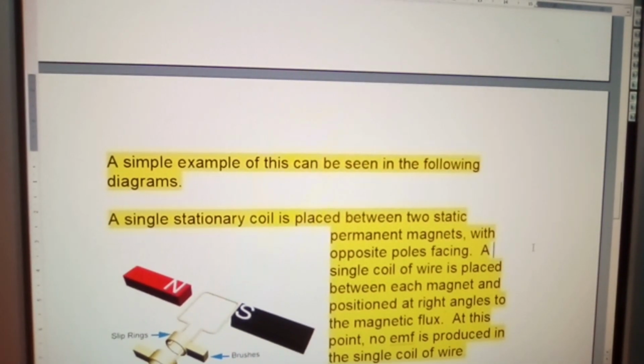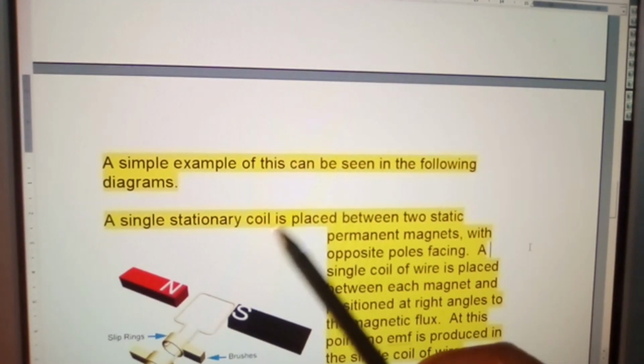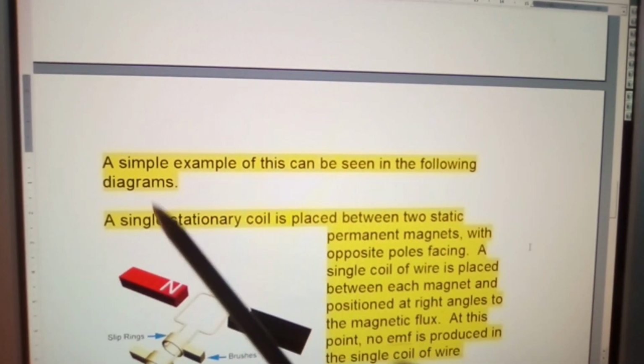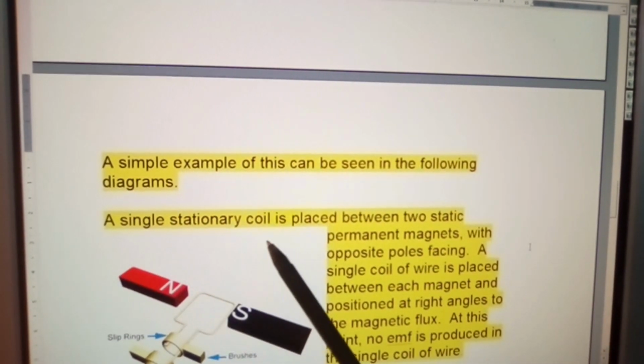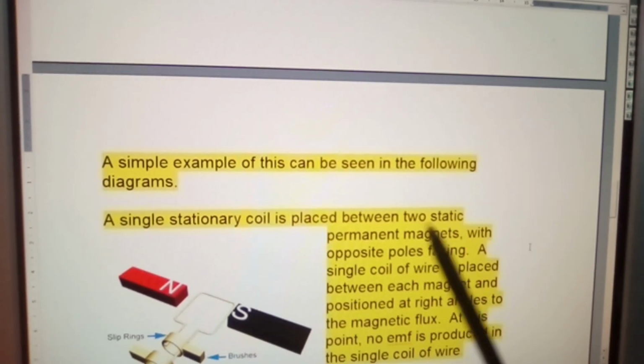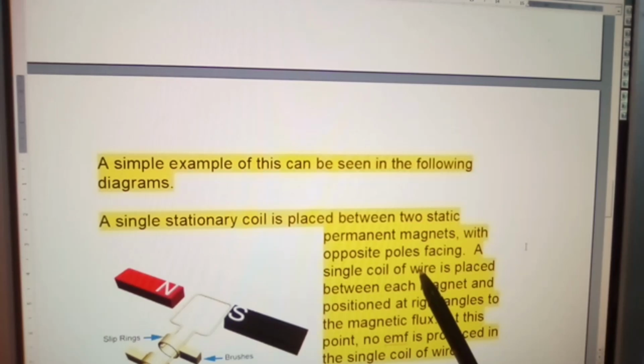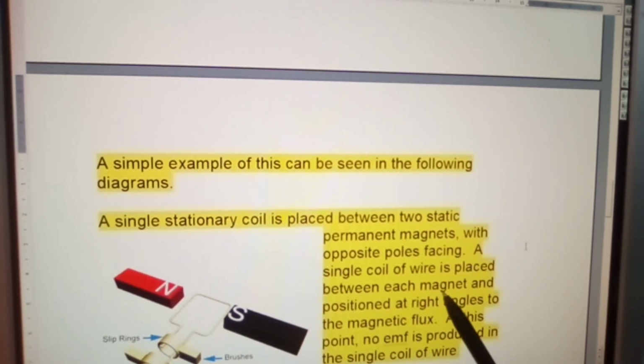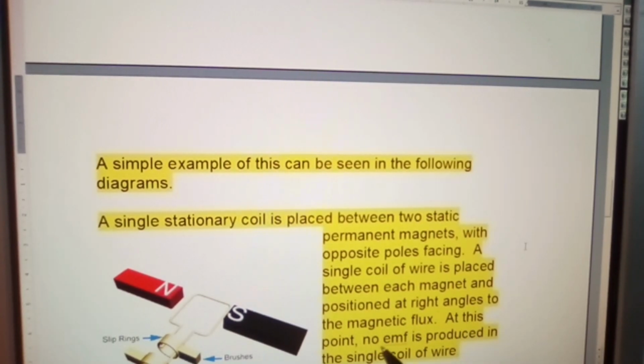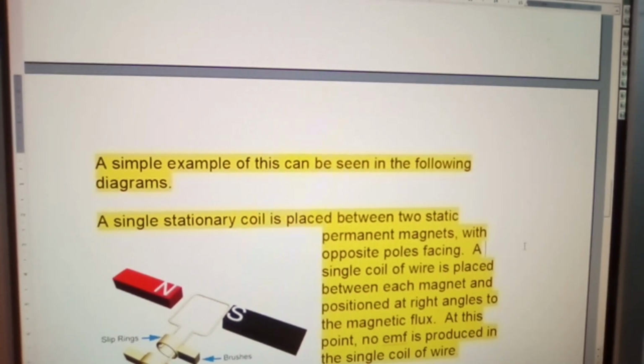A simple example of this can be seen in the following diagrams. A single stationary coil is placed between two static permanent magnets with opposite poles facing. A single coil of wire is placed between each magnet and positioned at right angles to the magnetic flux. At this point, no EMF is produced in the single coil of wire.